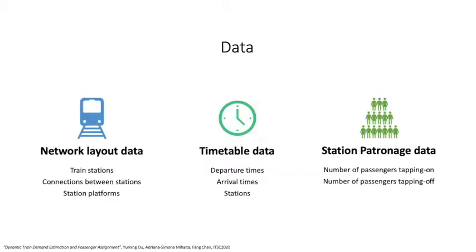We use three main data sources in this research, including network layout data, timetable data, and station patronage data. Network layout data has the information about train stations, the connections between train stations, and also the platforms in each station. The second data source is the timetable, which includes the information about departure time, arrival time, and stations. The last one is the station patronage data, which is about the number of passengers tapping on or tapping off at every station.